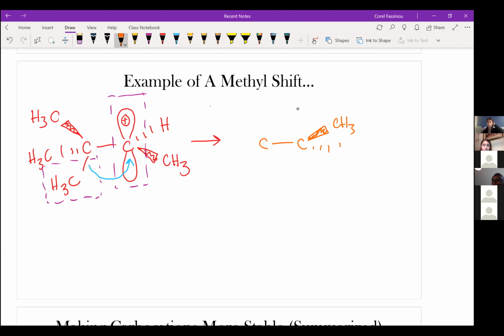So now we have a hydrogen and that methyl still there, but now we've added another methyl group on that carbon. And now our positive charge is going to be on this carbon, on the left carbon. Can someone tell me what kind of carbocation we started with and what carbocation we ended with?